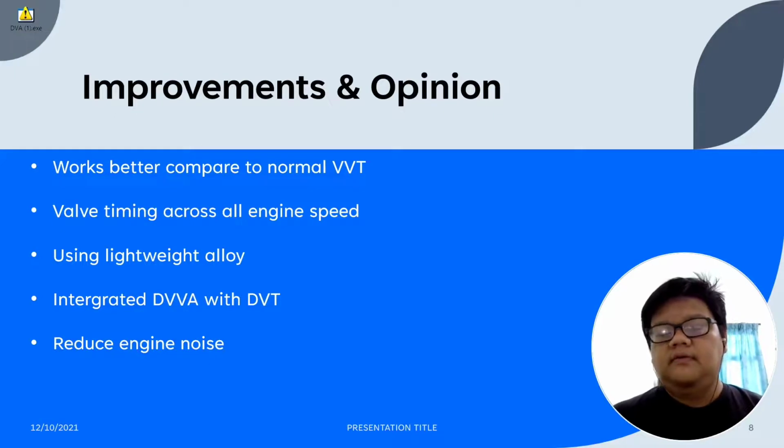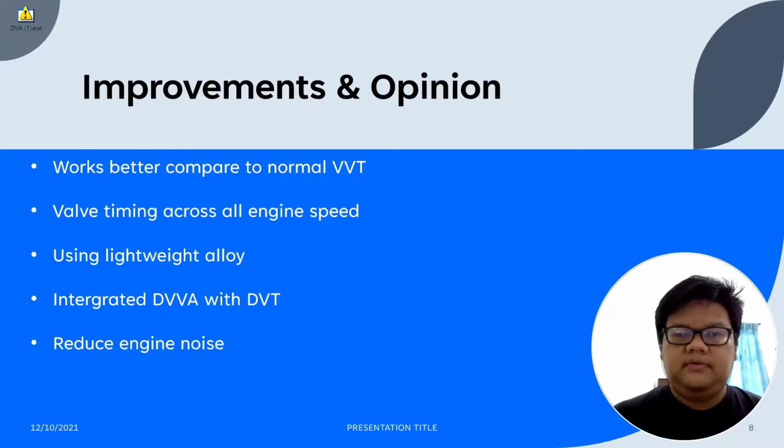I'll be presenting the improvements and opinion section of the assignment. First of all, the DVT works better compared to the normal VVT due to its structural design. Next, the valve timing can be suited across all engine speeds. Most of the time, since the DVT is manufactured by Ducati, it has been used across all engine speeds, from the MotoGP side and also in the commercial motorcycles that they produce.